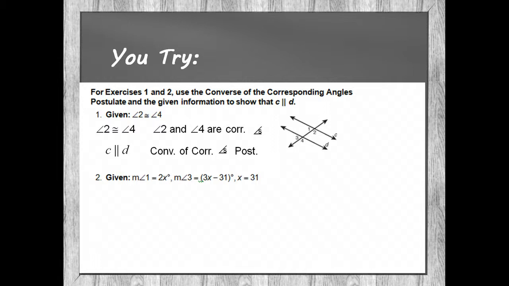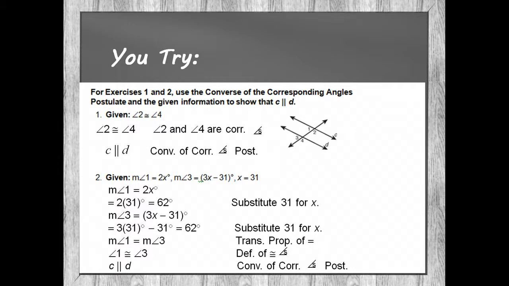For the second one, we're given that the measure of angle 1 equals 2x, the measure of angle 3 is 3x minus 31, and x equals 31. So we plug in 31, and we work it out, and we get that the measure of angle 1 and the measure of angle 3 are both 62 degrees. So they are equal to each other and congruent to each other, and therefore C is parallel to D by the converse of corresponding angles postulate.